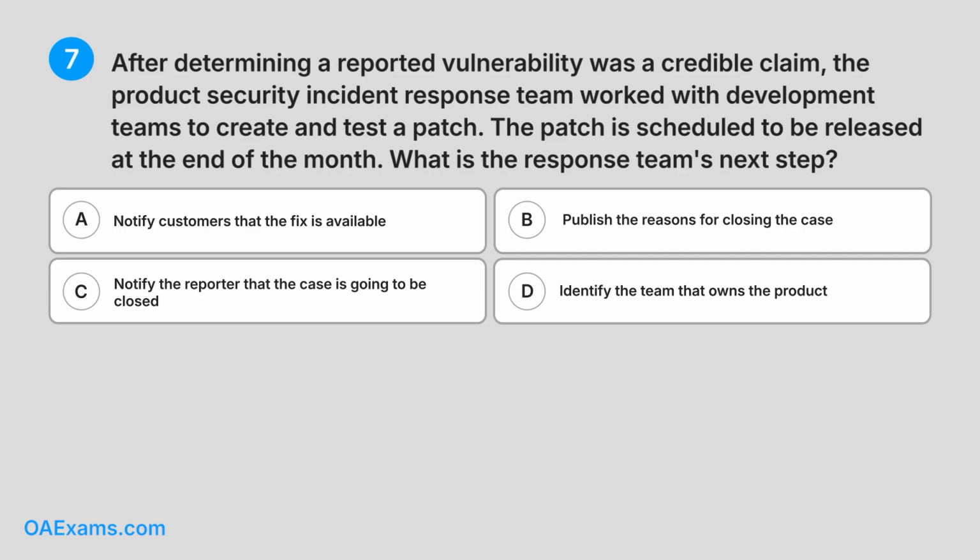A. Notify customers that the fix is available. B. Publish the reasons for closing the case. C. Notify the reporter that the case is going to be closed. D. Identify the team that owns the product. Do you know the answer?